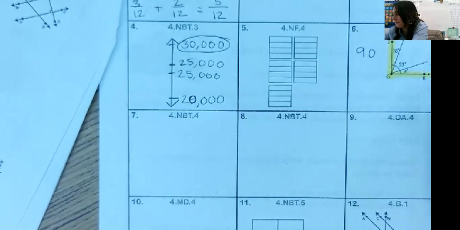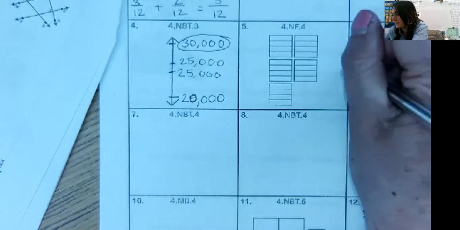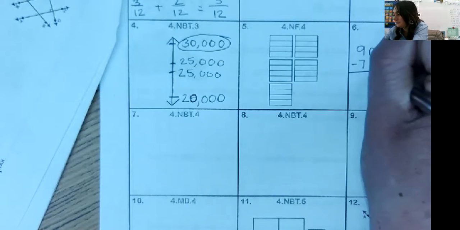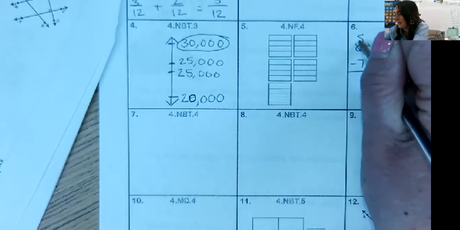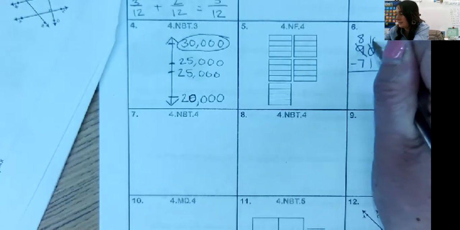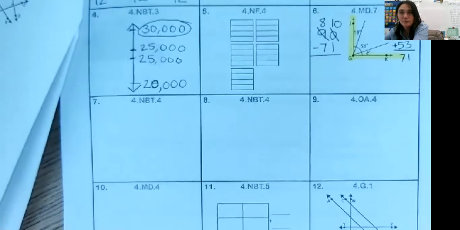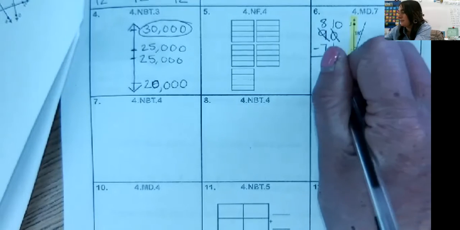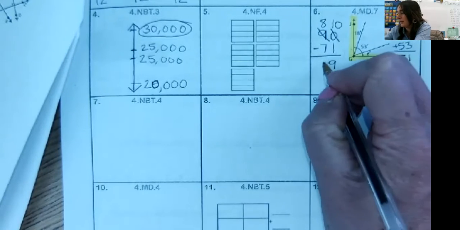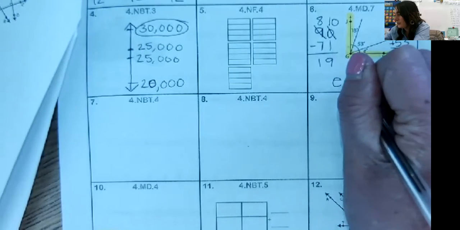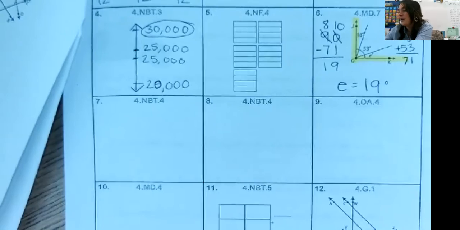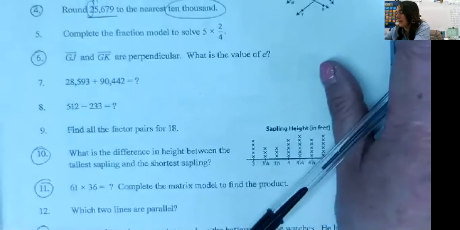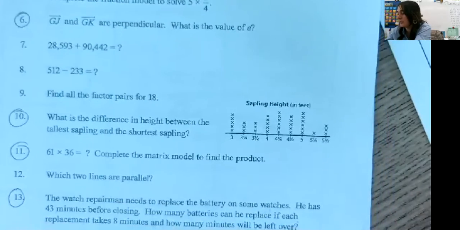8 plus 3 is 11. 1 plus 1 plus 5 is 7. So I'm going to be subtracting 71 from 90. 0 minus 1, I can't do it. I have to turn 9 to 8, and I have to take one of those 10s and put it into 10 ones. 10 minus 1 is 9. 8 minus 7 is 1. E equals 19 degrees.